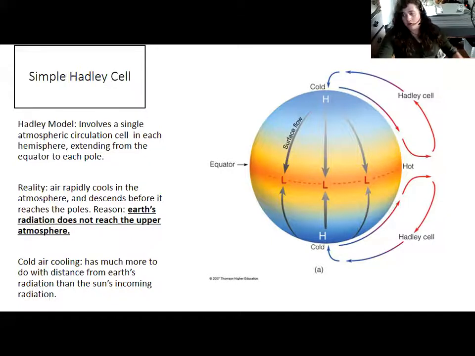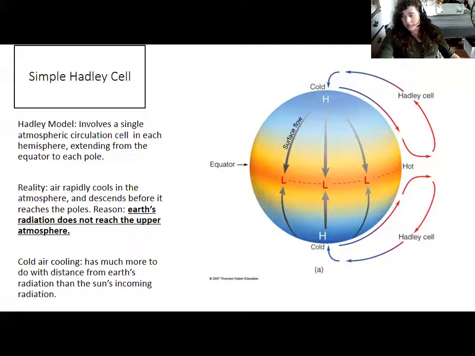And air gets cold while it's up in the atmosphere because it's farther away from Earth's infrared radiation. The infrared radiation coming from Earth does a much more effective job of heating air than solar radiation does. And that's because the air is densest at the Earth's surface. It actually turns out that the air gets too cold once it gets up into the upper atmosphere. It gets too cold to make it all the way to the pole without falling back to Earth's surface.